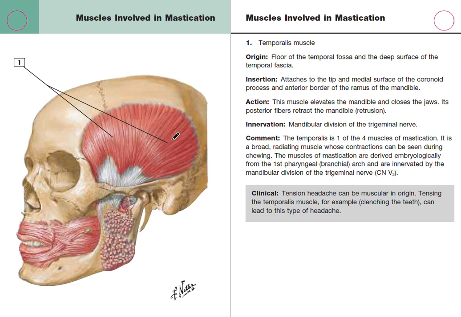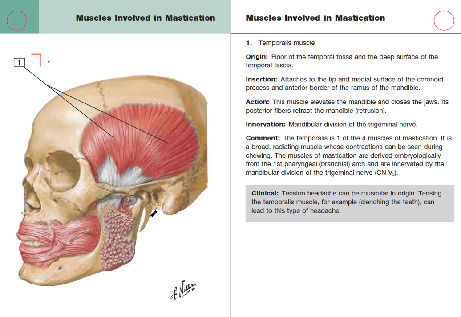We go now to the different muscles involved with mastication, starting with this huge fan-shaped muscle over here, the temporalis muscle. The origin of the temporalis is the floor of the temporal fossa and the deep surface of the temporalis fascia, and it inserts to the tip and the medial surface of the coronoid process and anterior border of the ramus of the mandible over here.